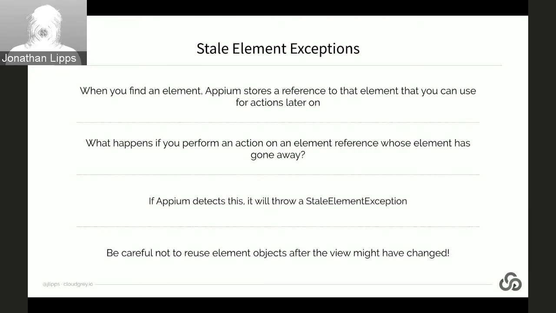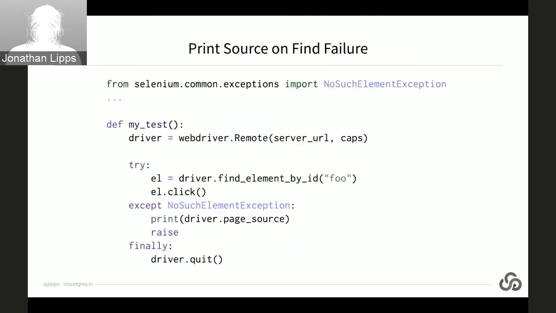So this is actually a good thing. It's better to have a stale element exception than to try and perform an action on something that no longer exists. So one way to avoid this is just being careful not to reuse element objects after the view might have changed. And you can gracefully handle stale element exceptions using regular Python error handling if that's something you want to do.